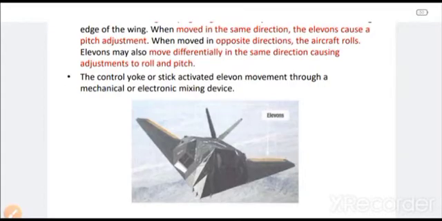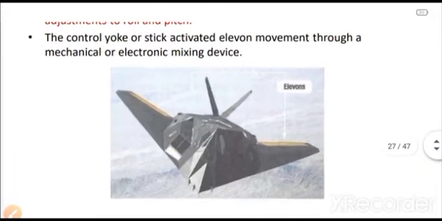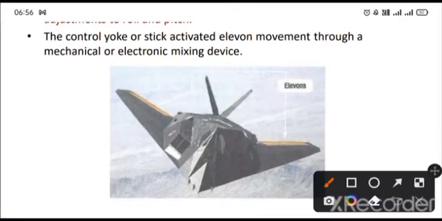When they are moved in opposite directions, the aircraft rolls, and the ELEVON may also move differentially in the same direction, causing adjustments to pitch and roll together. Depending on the input from the pilot, you can see it's given here. They don't have any separate elevator and separate ailerons. The same unit acts together as a mixing control. So the control stick or the yoke activates ELEVON movement through a mechanical or electronic mixing device.